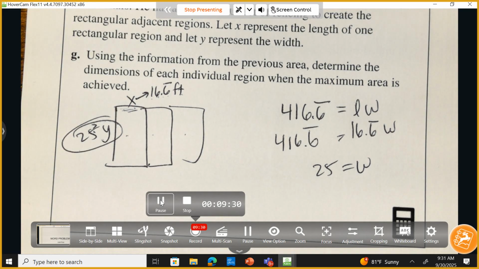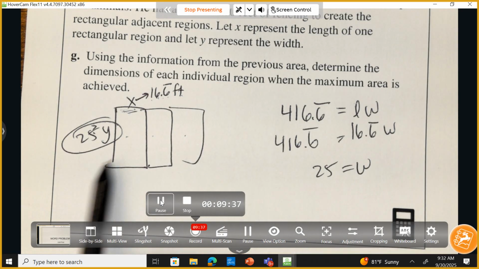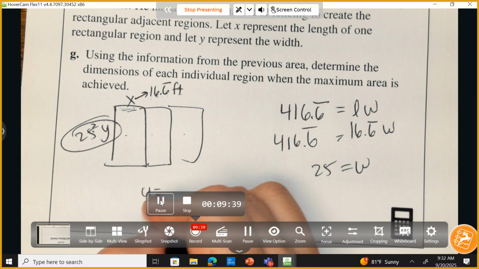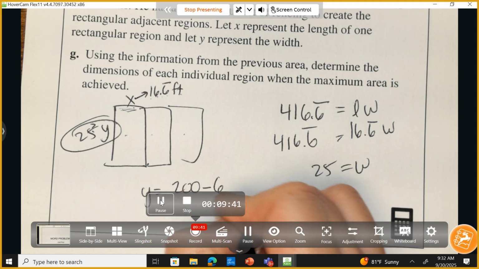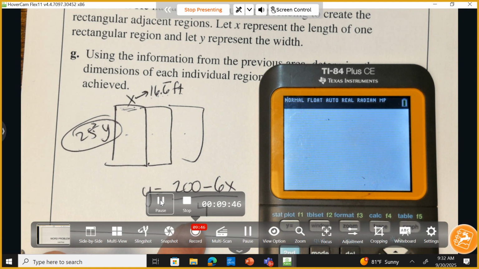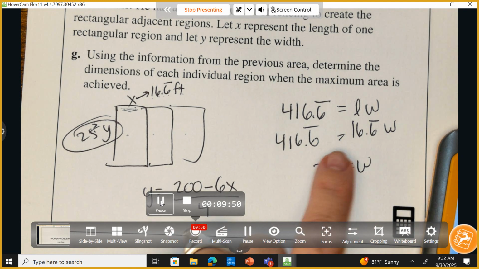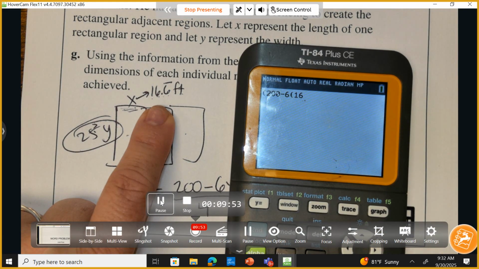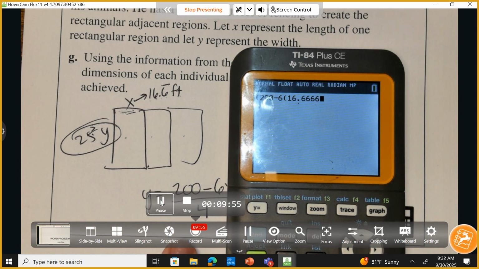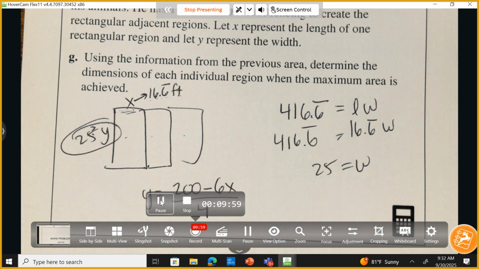Here's another method that we could use. The other method is that I could use this formula right here. Ultimately, I'm trying to find y, and we know y is equal to 200 subtract 6x over 4. So what I could do is type in 200 subtract 6 times, well, we know x is 16.6 repeating, divided by 4, and we get the exact same answer of 25. It is your choice in how you go about doing that.